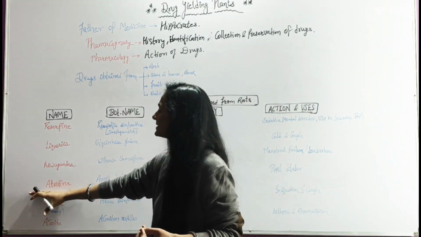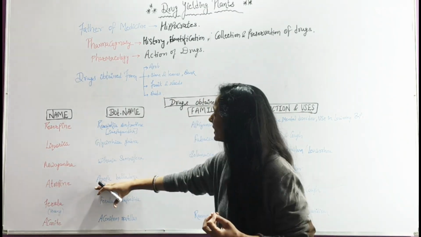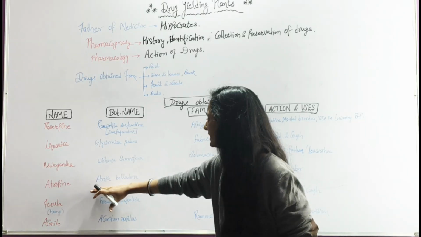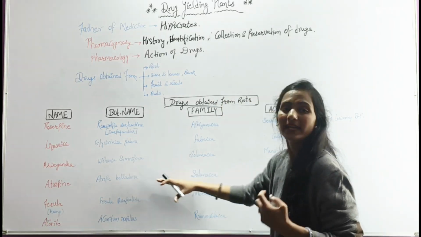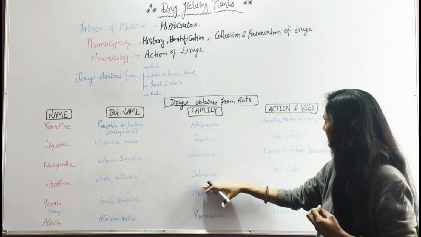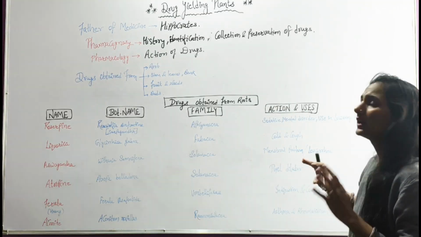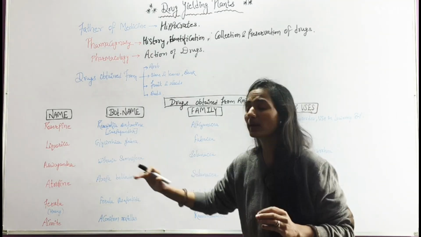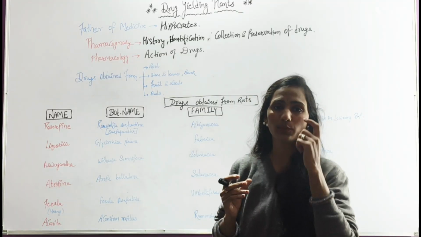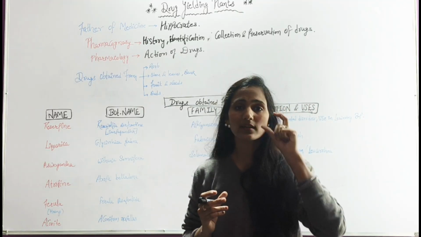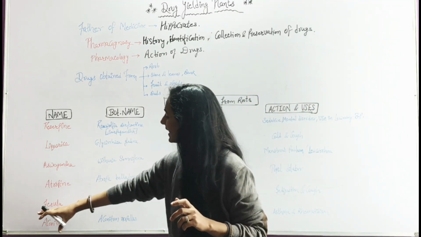And the fourth drug is atropine. The botanical name of atropine is Atropa belladonna. It also belongs to the Solanaceae family, and the action and use of the atropine drug is as a pupil dilator. When the atropine drug is given to anybody, the pupil of that person gets dilated.